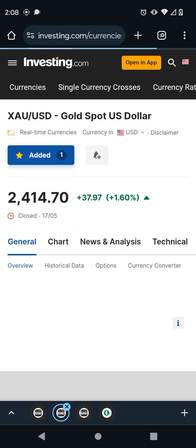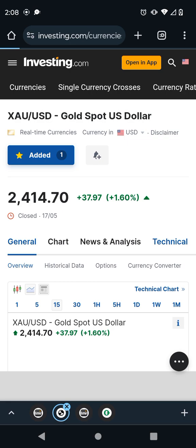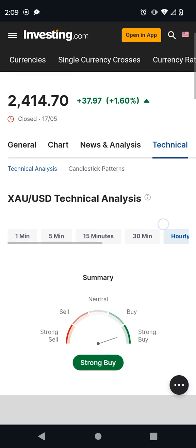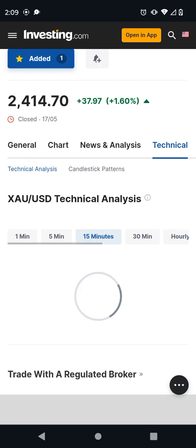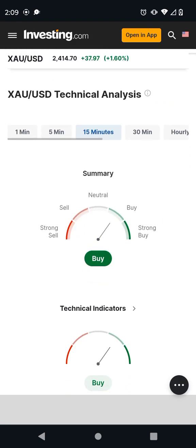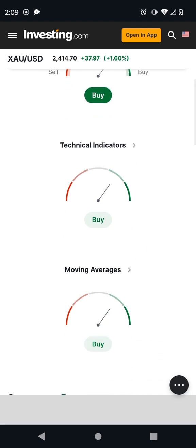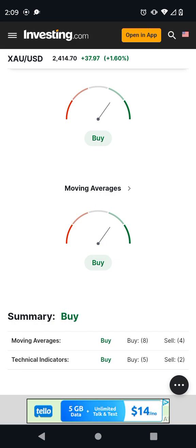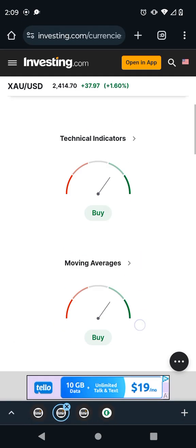So gold, damn it. I'm trying to let it load up first. Technical, let's let that one load. You gotta let it load up before you switch the charts, because it might not switch the chart. So, 15-minute. See, strong buy went to light buy, strong buy went to light buy, and the strong buy went to light buy. For gold, 15-minute.